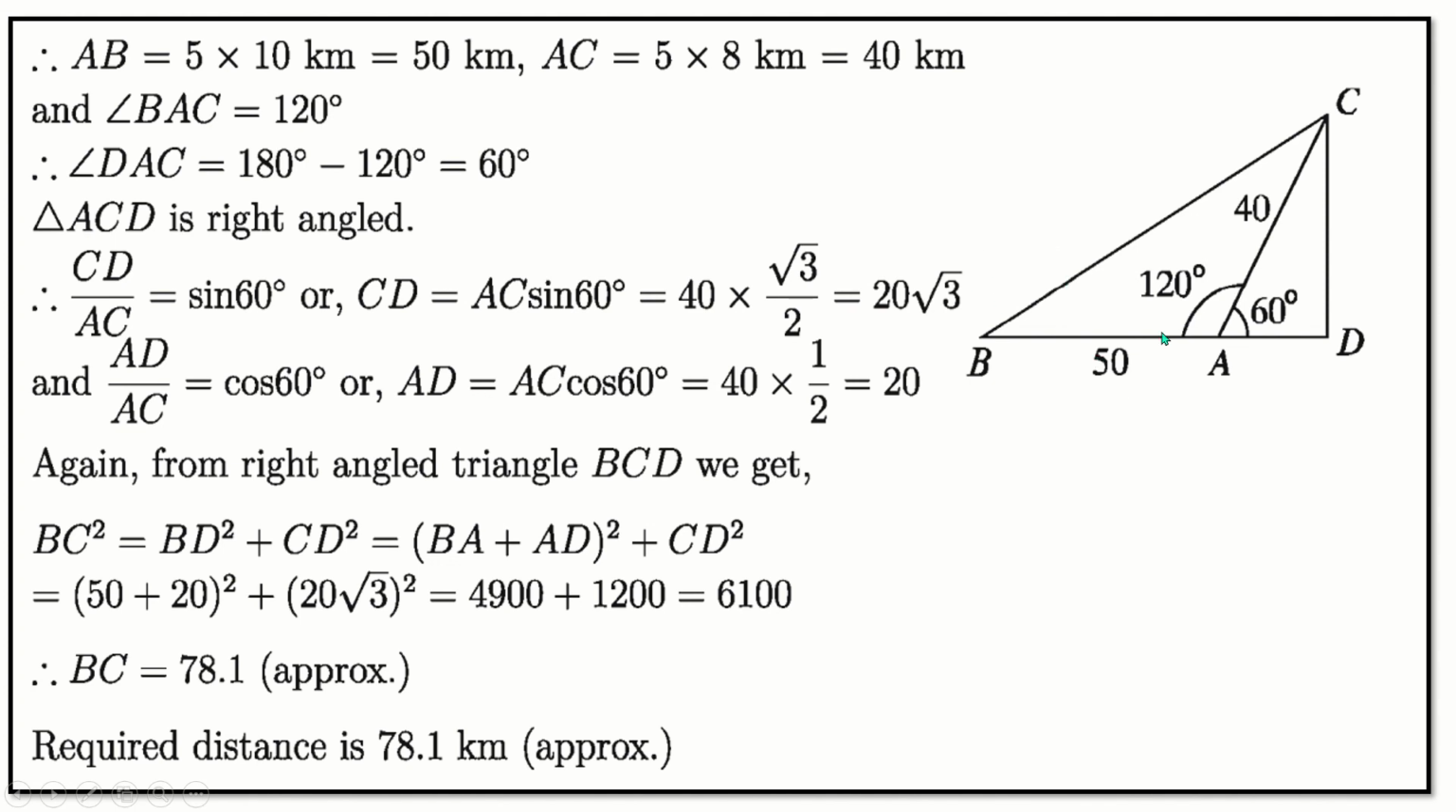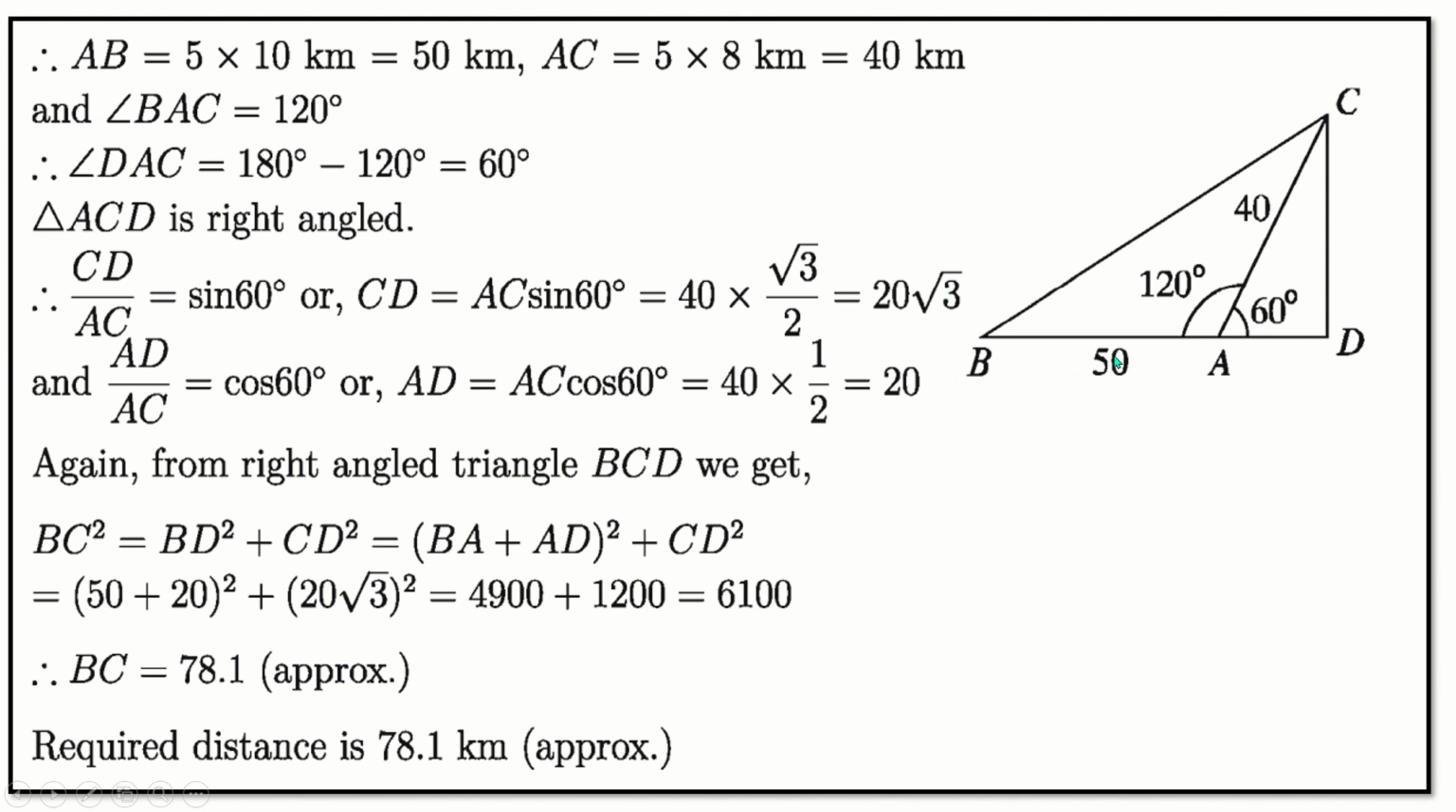Okay, again, AD divided by AC, that means adjacent side divided by hypotenuse, this is equal to cos 60 degrees. So AD is equal to AC into cos 60 degrees, and AC is equal to 40, cos 60 degrees means half, so this is equal to 20, and we write here the unit kilometer.